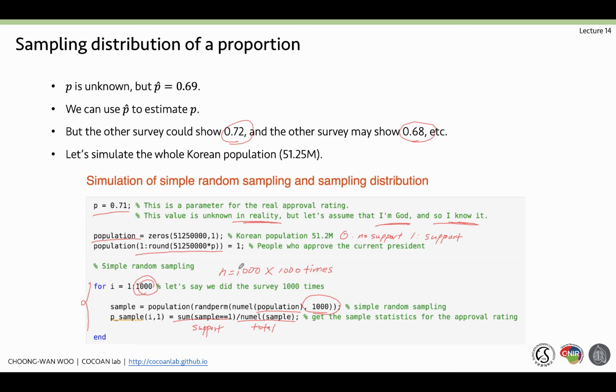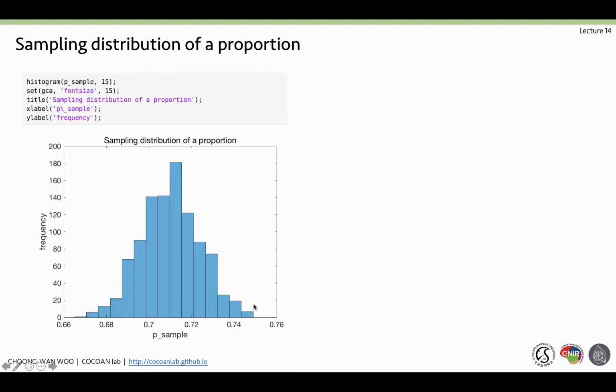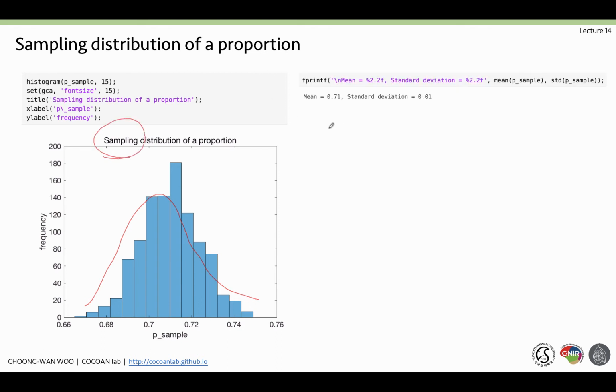That means I have 1,000 samples, and I have 1,000 p hat values. And because there are 1,000 values, I can draw the histogram. That is this distribution. This is a sampling distribution of a proportion, and I can calculate the mean and standard deviation of the p hat. The mean is 0.71.